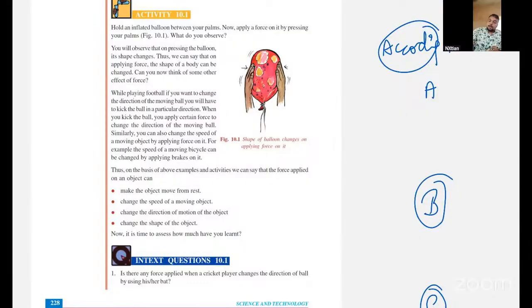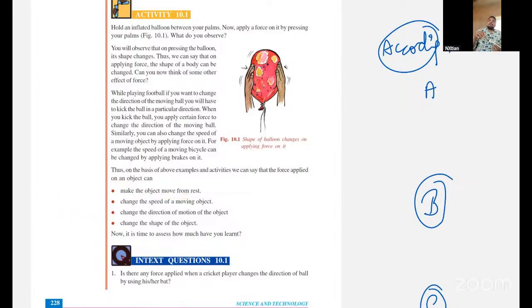So this is what happens when you put a force. You have to put a star mark on this because they can ask you what the consequences of the force are, or what the results are when you apply a force. So you can make an object move from rest. If an object is at rest, it will start to move.